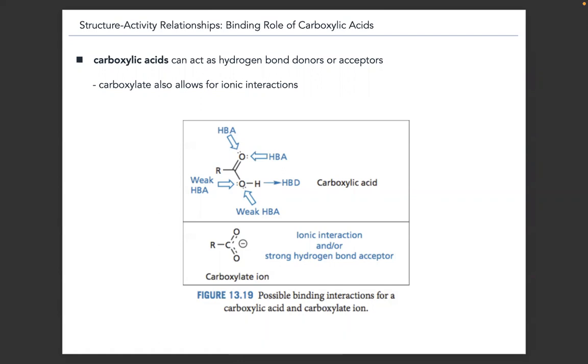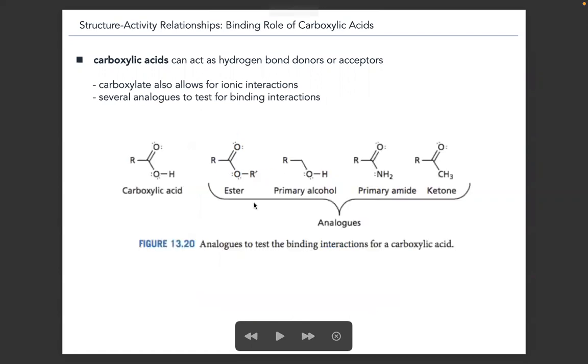So something to consider with these is that you're going to be able to modify this in many different ways. I think it might actually be on the next slide. Yeah, so this is on the next slide.